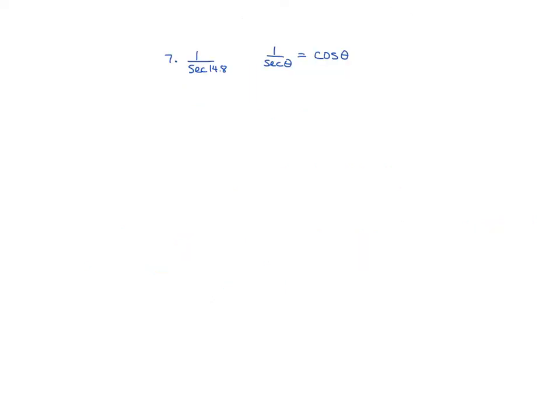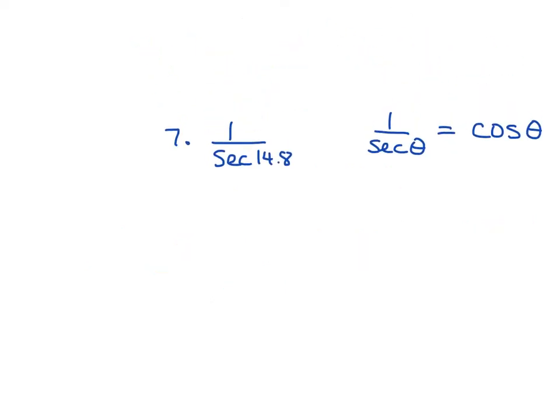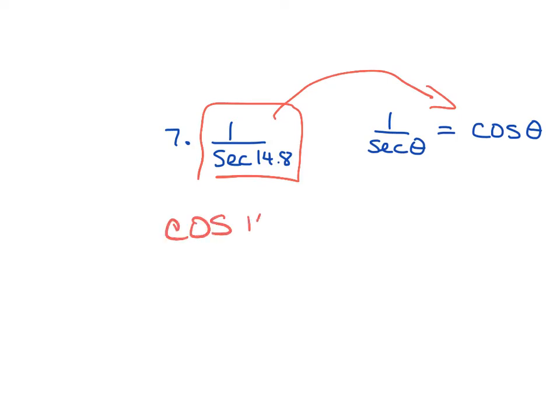Next, this time, the given problem is this. Recall that it is the reciprocal to cosine. So since my original problem was given to me as a fraction, all I need to do here is cosine of 14.8. And this will give me 0.966.